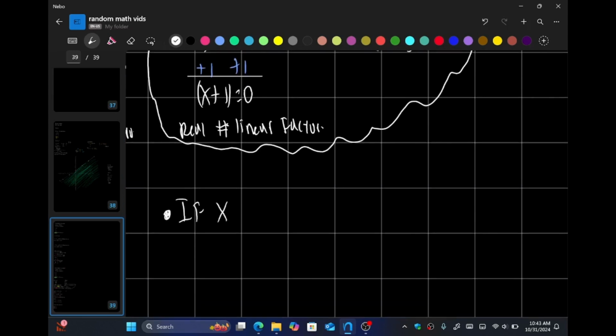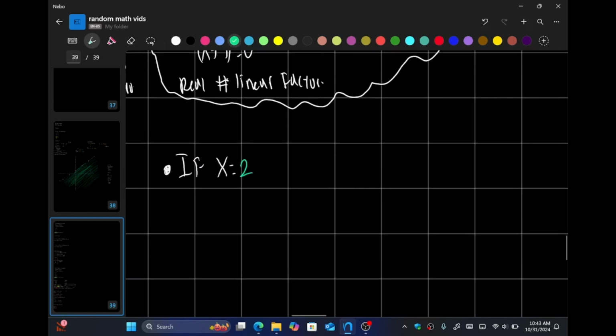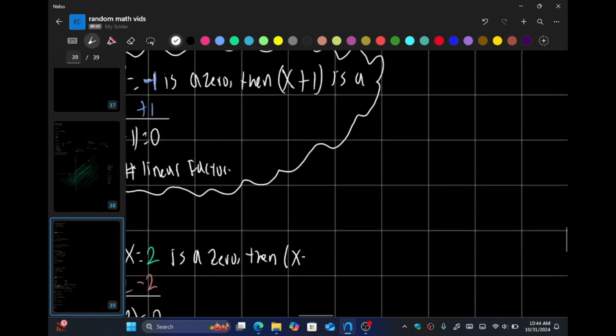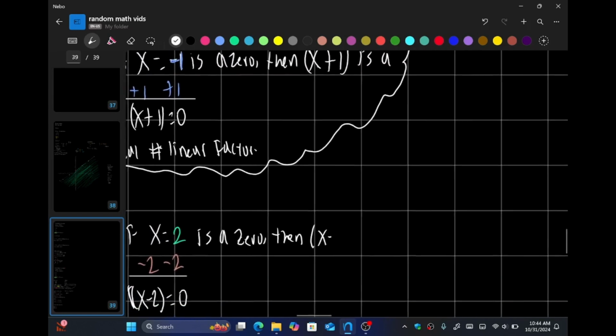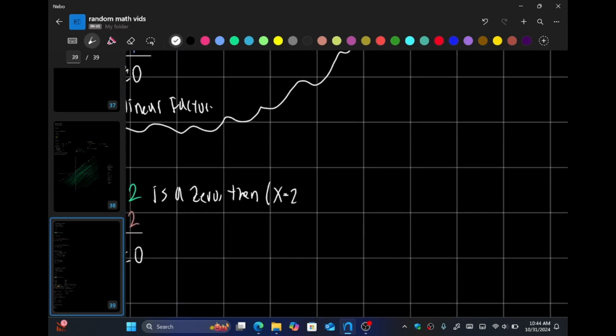I want to say x equals 2 is a 0, then if we subtract 2 on both sides, we get x minus 2 equals 0. So then x minus 2 is a linear factor, a real number linear factor.